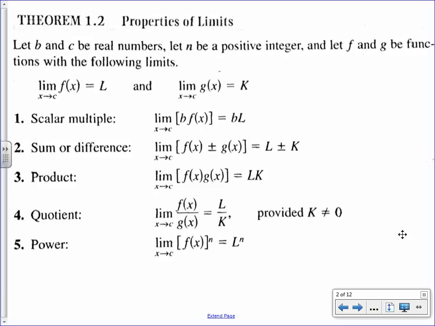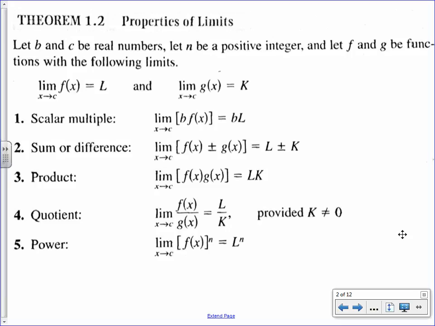If we add or subtract functions together, we can add or subtract their limits together. If we multiply functions together, we can multiply their limits. If we divide our functions, we can divide their limits. And if we take our function to a power, we can take our limit to that power. So if we already know the limit exists at c and we do something with that function, with these rules, we can do something with the limit as well.